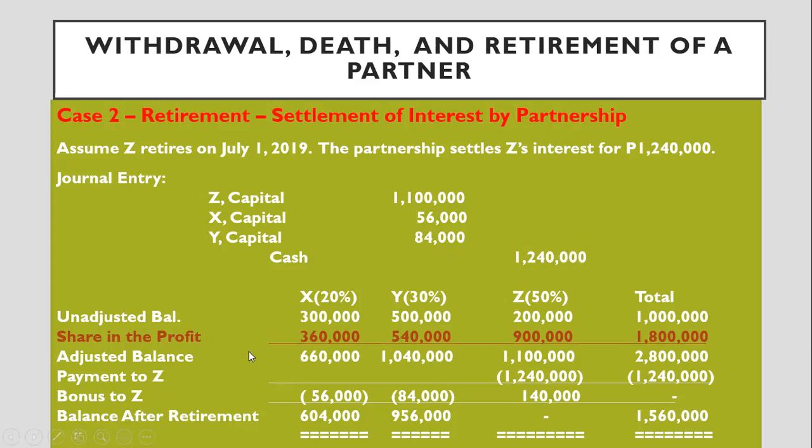So right after the retirement of Z, how much is the capital of X and Y? X now, since they are giving a bonus to Z, will have a reduction of 56,000. So balance after retirement is 604,000 from 660. Then Y now, from 1,040,000 minus 84, will have a capital balance of 956,000.